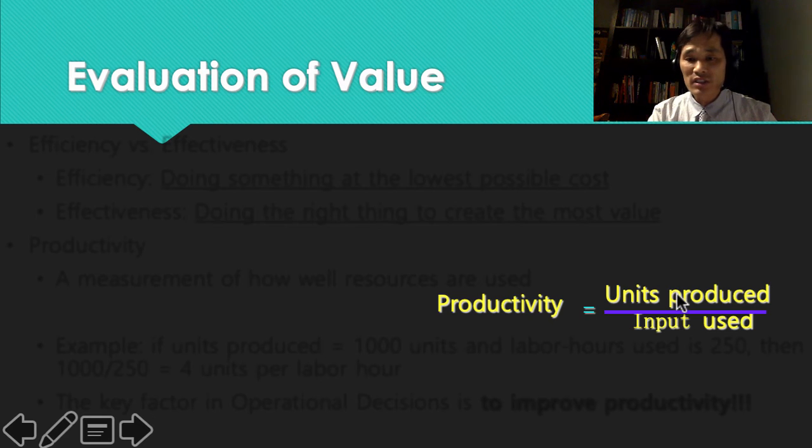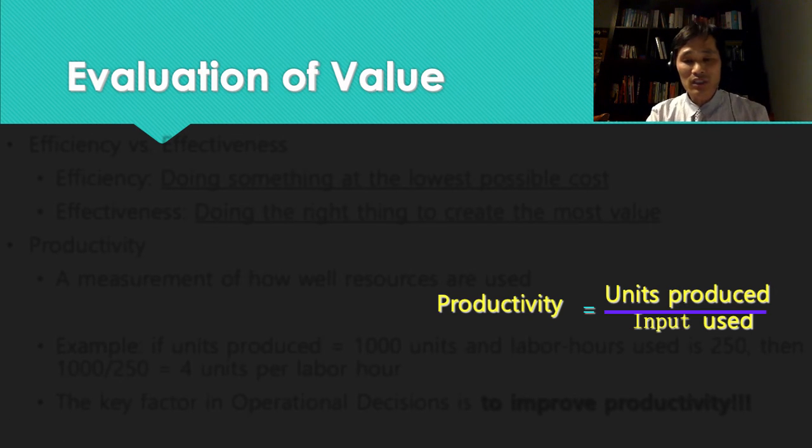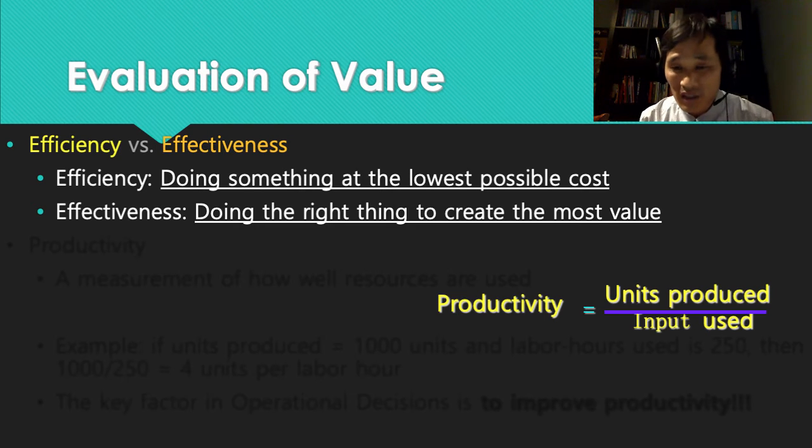In other words, how many things are produced per hour, a day, or labor, or a period of time. It could be quarters. For example, when 1,000 units of air conditioners were produced for 250 labor hours, the productivity is 4 units per labor hour.